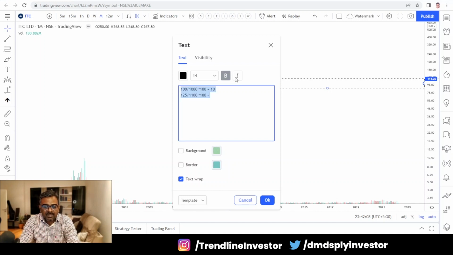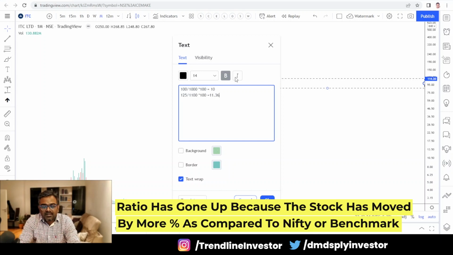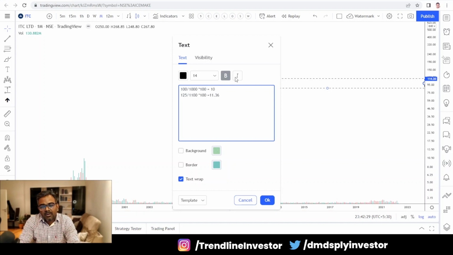Now here if you do this calculation, you will see a number called 11.36, right? Now it is just a number. So for example, now this ratio has gone up from 10 to 11.36. The reason this ratio has gone up is because the stock has gone up 25%, whereas Nifty has gone up only 10%. So when you divide these two, you're getting a number called 11.36, which is higher than the 10 that we had before. Now let's assume the stock goes much higher. Now let's assume the stock goes to 150, whereas Nifty goes to 1200, right?